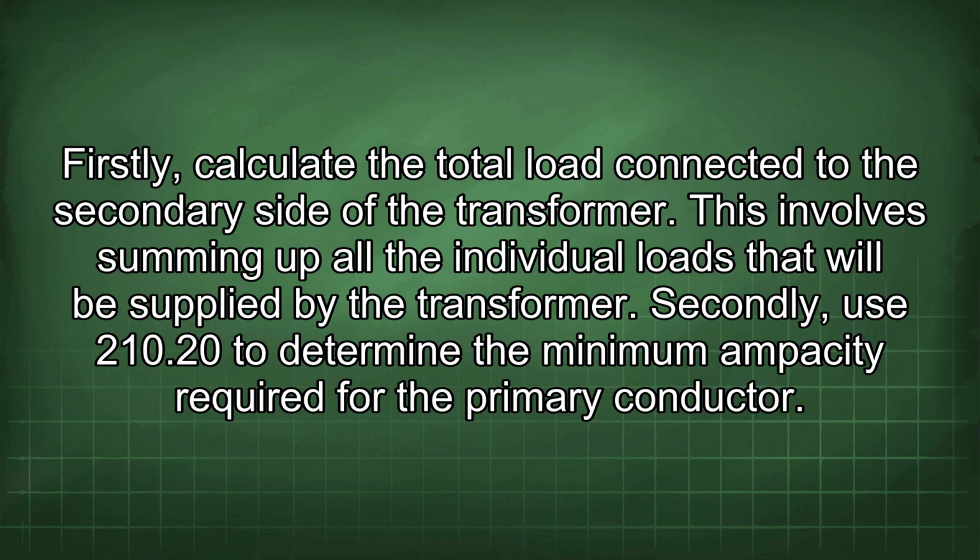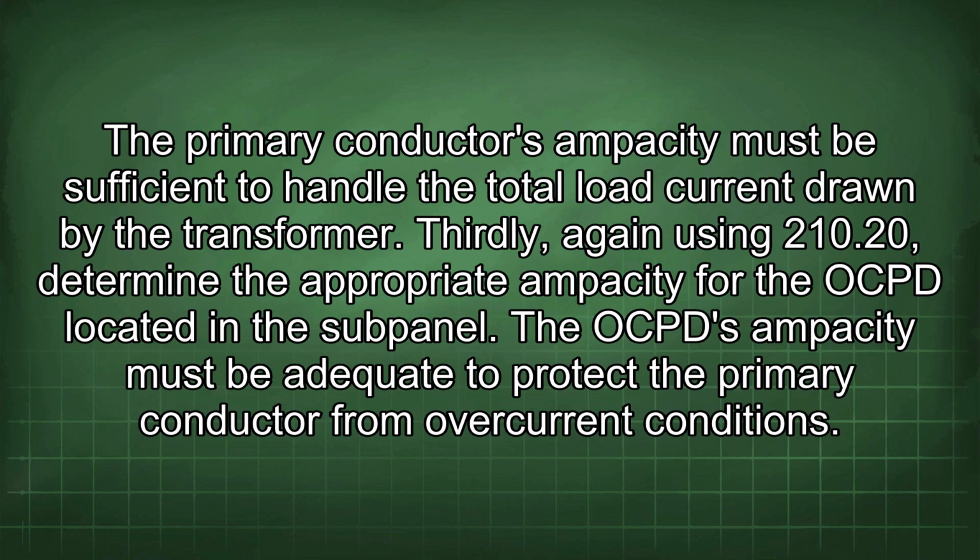This involves summing up all the individual loads that will be supplied by the transformer. Secondly, use 210.20 to determine the minimum ampacity required for the primary conductor. The primary conductor's ampacity must be sufficient to handle the total load current drawn by the transformer. Thirdly, again using 210.20, determine the appropriate ampacity for the OCPD located in the subpanel. The OCPD's ampacity must be adequate to protect the primary conductor from overcurrent conditions.